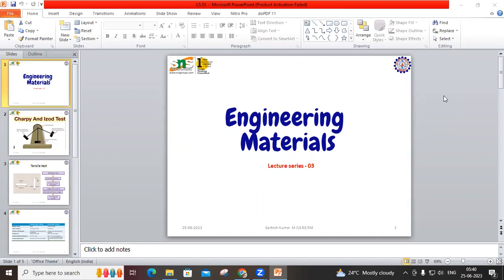The course is Engineering Materials and today we are going to discuss the Charpy and Izod test. So what is the basic property behind this material property testing? It is all about toughness. Toughness is the ability of the material to resist or withstand deformation under shock load.